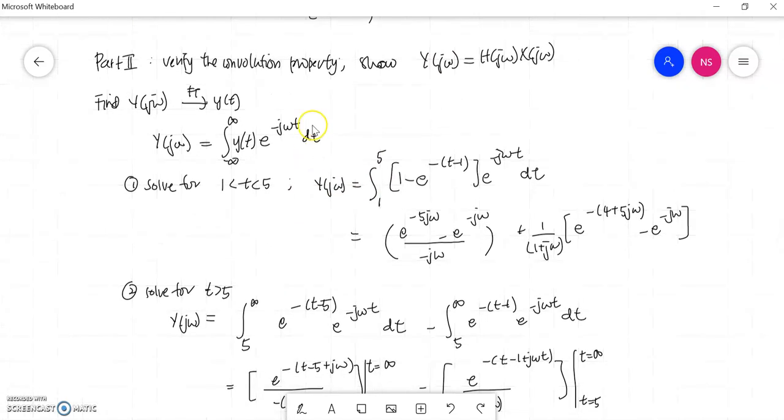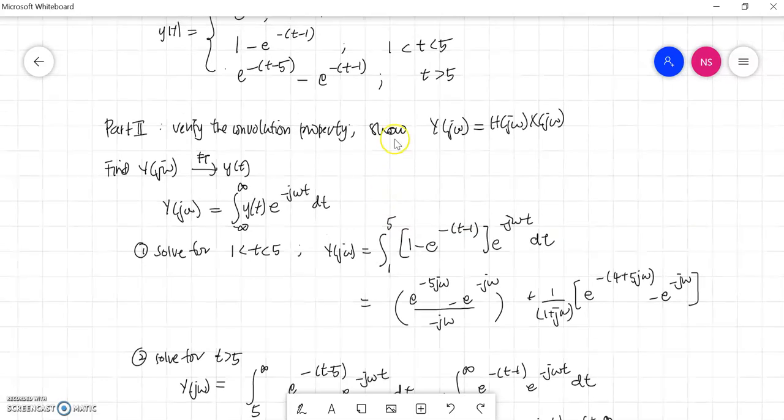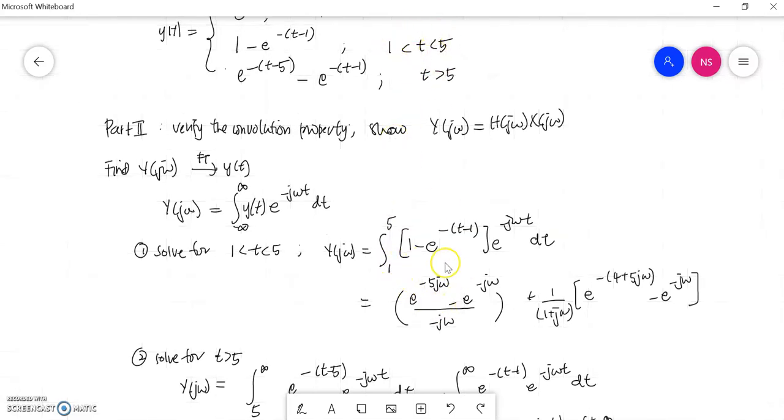Just using this formula, we insert the time between 1 and 5, and the expression of y(t) here multiplied by e^(-jωt) and integrate it. Solving this integration and filling in the limit values of t equals 1 as well as t equals 5, we end up with this expression.